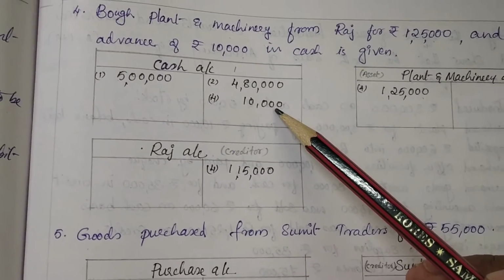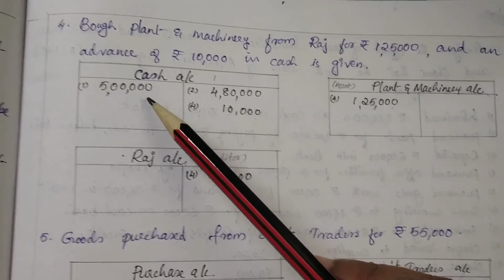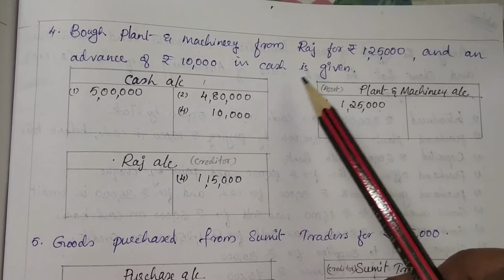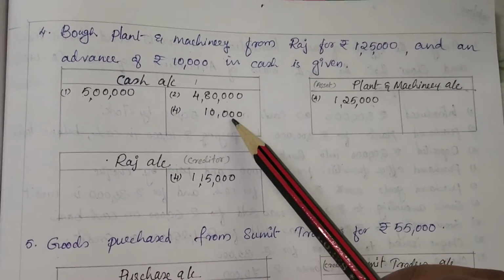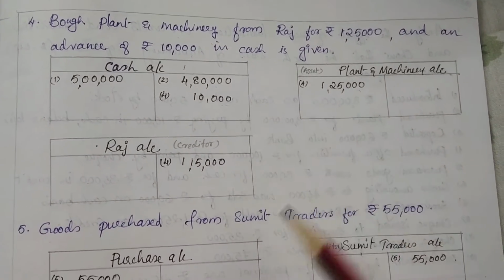Hope you're understanding this one. So all these balances we have written previously. 5 lakhs was the first amount. Then later we deposited in the bank 4,80,000, so this much amount is reduced. Now 10,000 we are paying as cash, that we are crediting here.